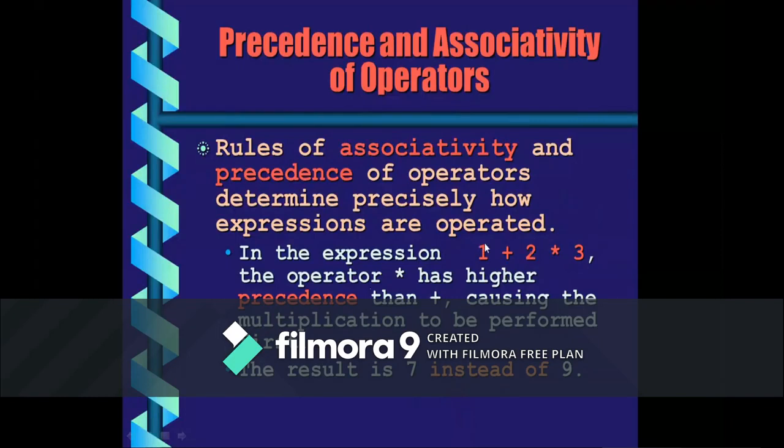But if you do it this way, 1 plus 2 is equal to 3, 3 star 3 is 9. That is a computation, but it is not the correct way of evaluating the expression to get the result. So the actual output is 7. This is what I have given based on the precedence rule.